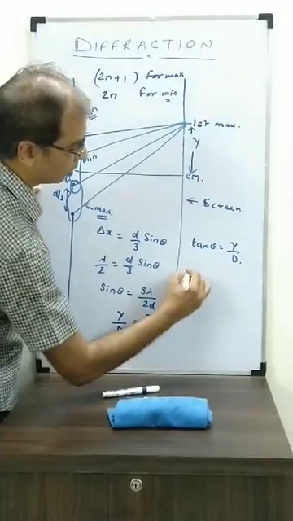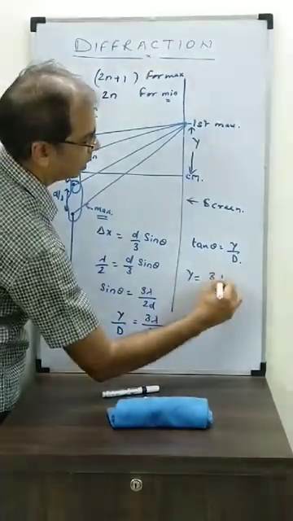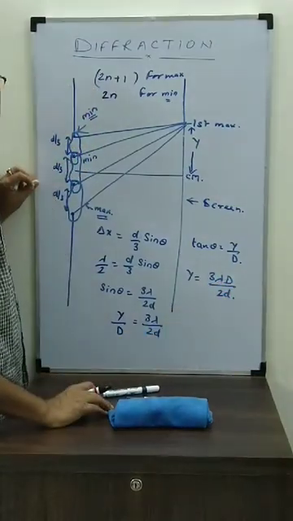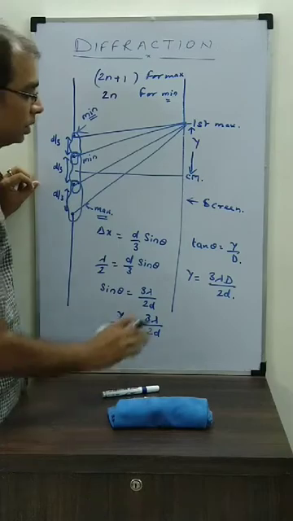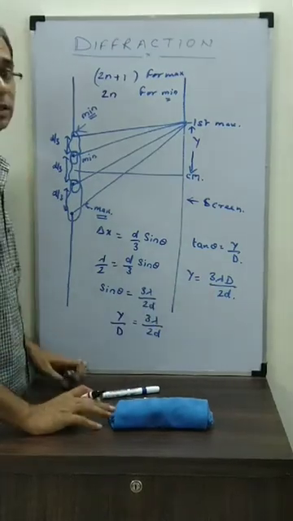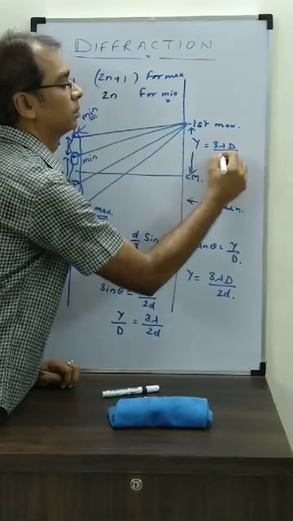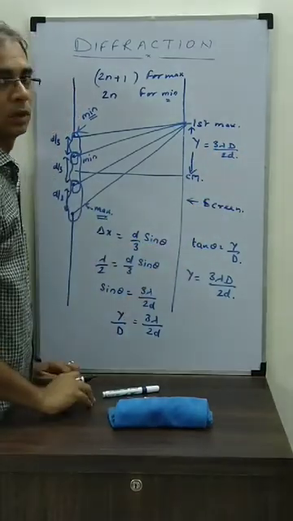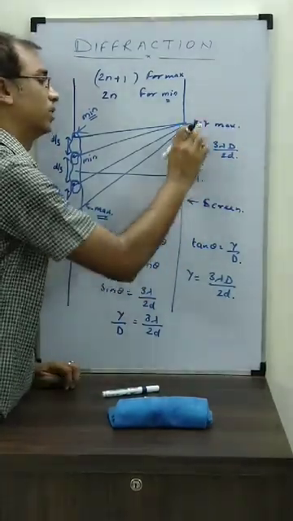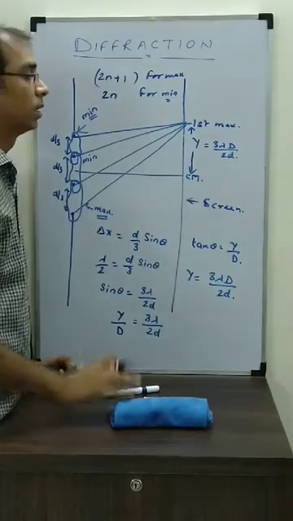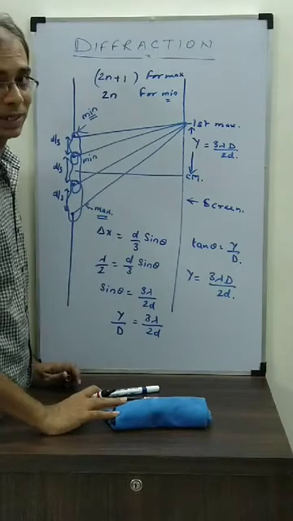So what is the Y value for me? Y value is 3 lambda D by 2d. That is the position of first maximum. You can see that the central maxima and first maxima gap is 3 lambda D by 2d. Alright, same way we can go for second minima.